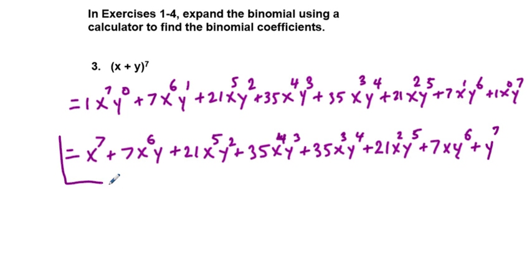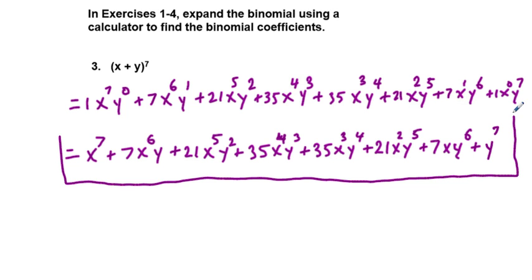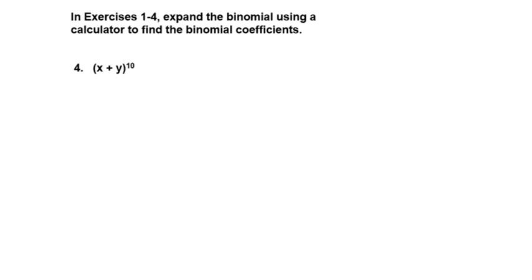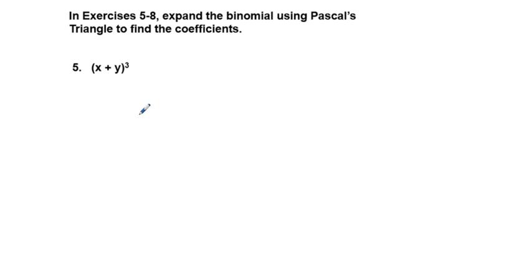And so this is our complete binomial expansion. Again, we could have done this longhand. It would have taken 15-20 minutes or more with vast opportunities for mistakes. Let's go on to our next set, and this is a different instruction.